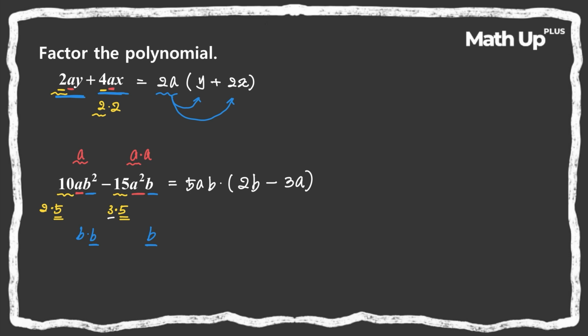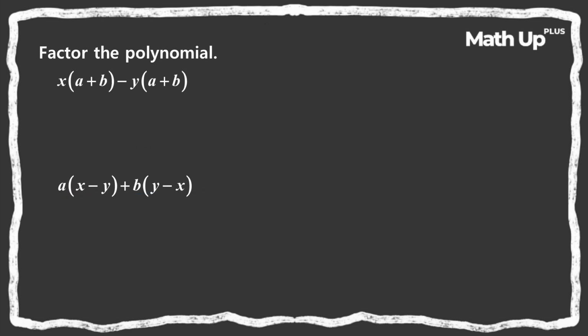If you check the solution, 5ab times 2b, 5 times 2, 10, b times b, b squared. So 10ab squared. It's right here. And 5ab times negative 3a, that's minus 15a squared b. It's right here. So we factored it correctly.